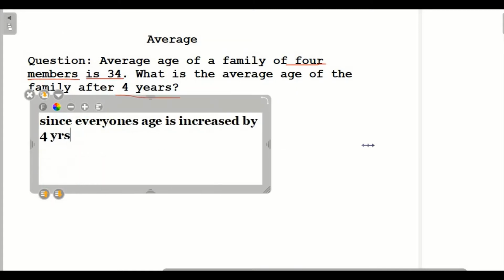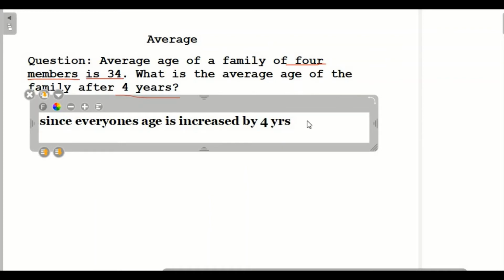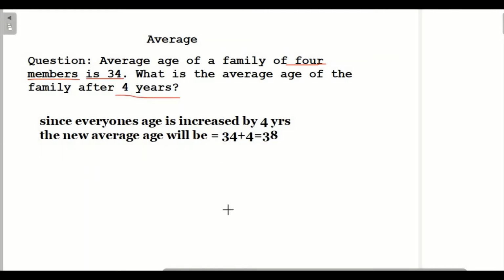So it's easier for us to calculate. The new average age will be 34 plus 4, equal to 38. So this is our answer. It's a shortcut trick. It is applicable only if we have a common increase in years.